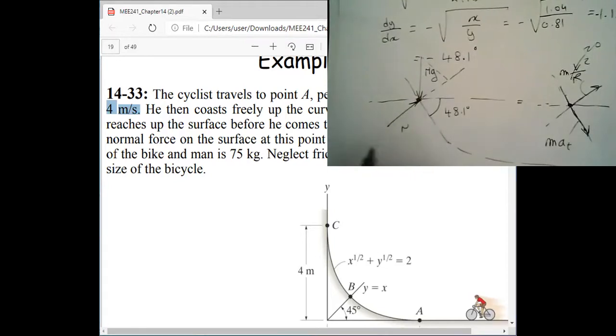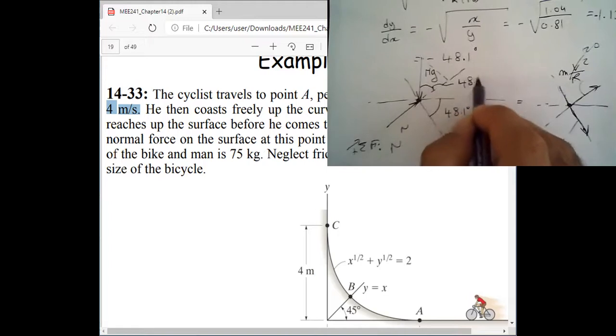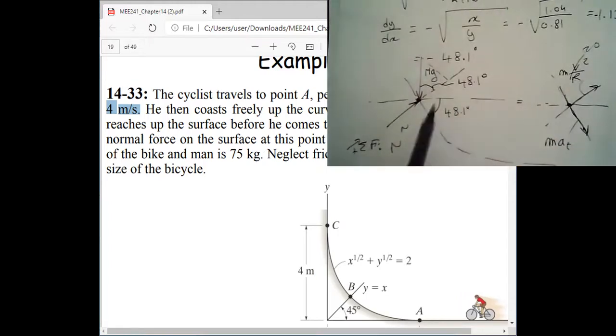Okay, let's calculate N. So what I'll do is I'm going to sum the forces along the normal direction, and what I'm going to end up with is N. Okay, we said this angle is 48 degrees, and this angle is 90 minus 48 degrees, and this also is that. So this guy also is 48.1 degrees. Okay, make sure that your geometry is good, right? By solving all these problems, you can actually learn all these geometries as well.